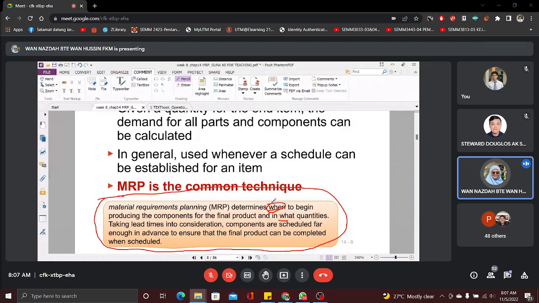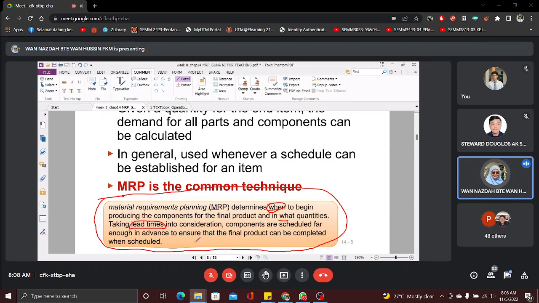MRP determines when to begin. Okay, I want you to identify that. And I also want you to identify, does MRP determine what quantities? That is the reason why you need to write it down this clearly. And I want you to also take into consideration how lead times are taken into consideration in MRP. All right. So there are 3 items.